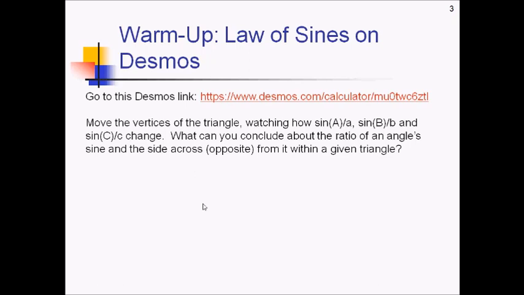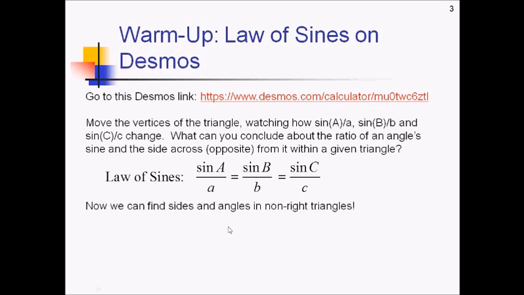In general, then, we can conclude, and this is the law of sines here, that sine of A over A is going to give us the same ratio as sine of B over B, which will also equal sine of C over C. So this gives us a formula we can use now to find sides and angles in non-right triangles. What do we need to do to make this happen?